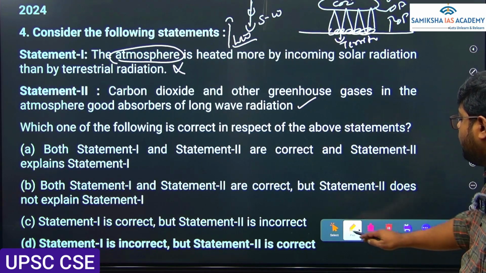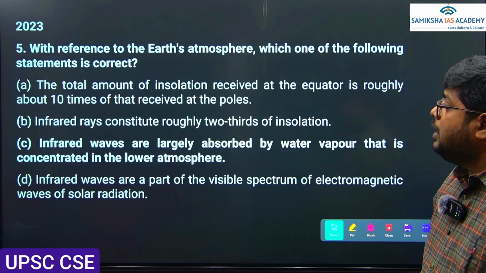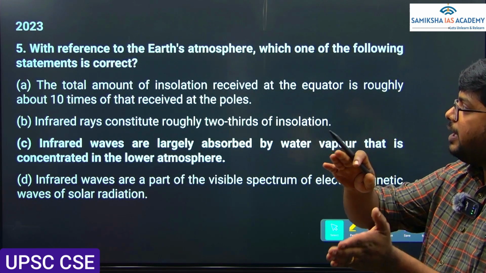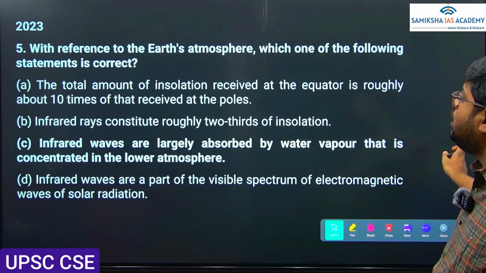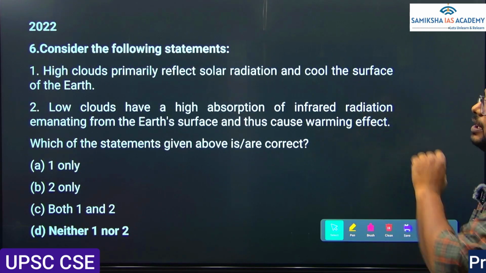Without concept, geography, we cannot analyze a question in geography. Now, same question. See, that was 2024. Same type of question was asked in 2023, and same type of question was asked in 22.